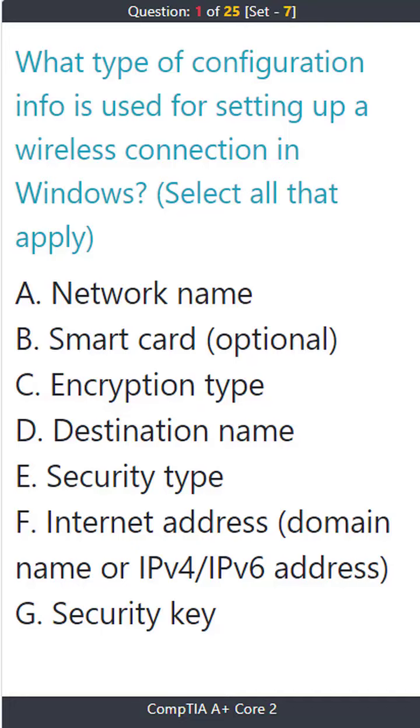Question 1. What type of configuration info is used for setting up a wireless connection in Windows? Select all that apply. A. Network name. B. Smart card, optional. C. Encryption type. D. Destination name. E. Security type. F. Internet address, domain name or IPv4/IPv6 address. G. Security key.